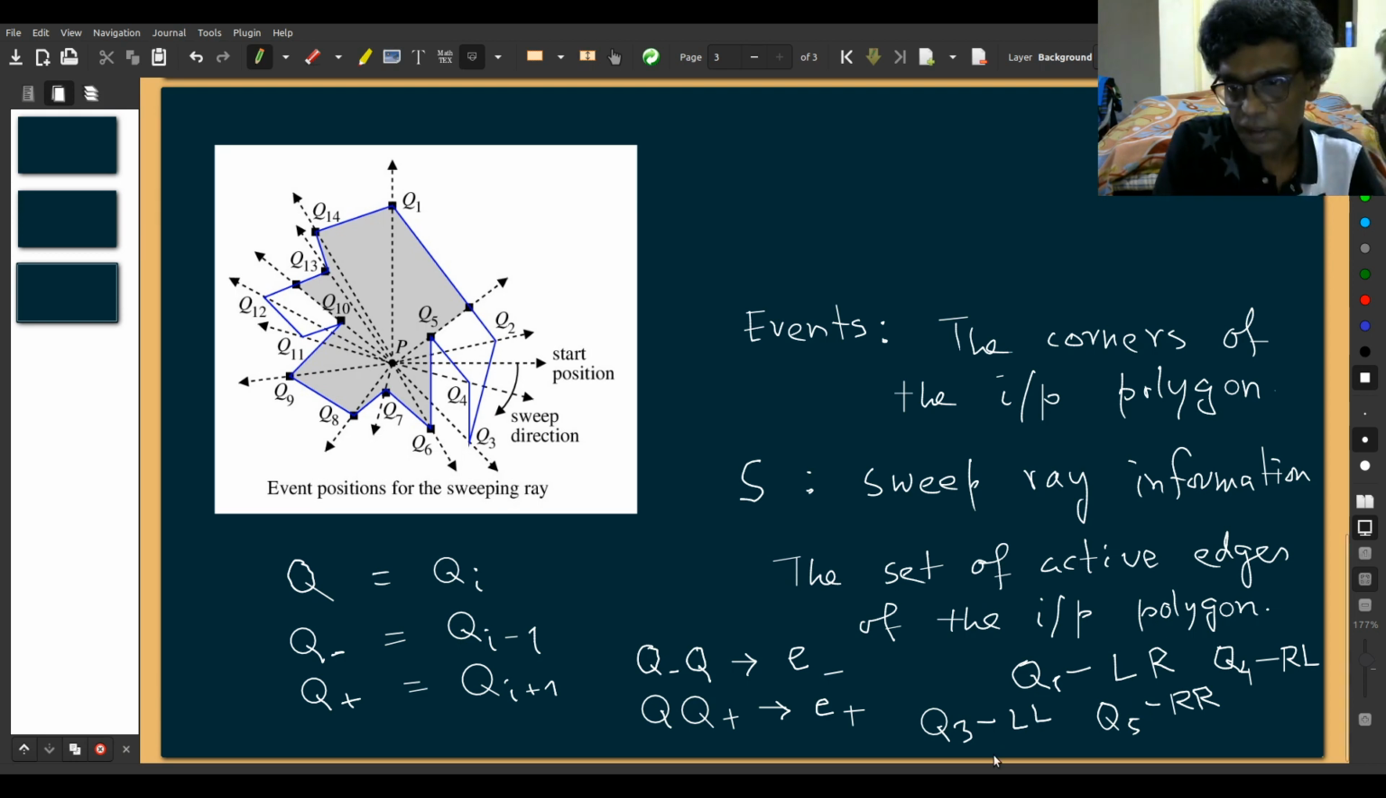Okay. So with this understanding, let us see how to handle these events. So first, the most simple thing, LR.